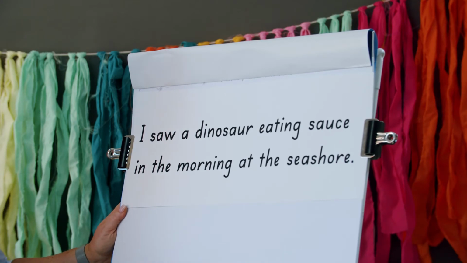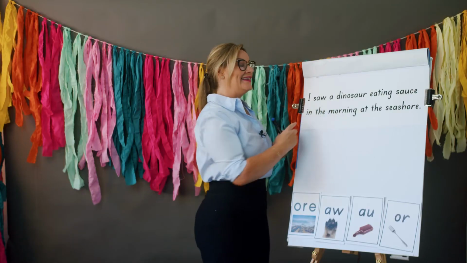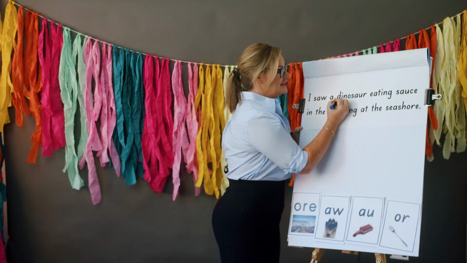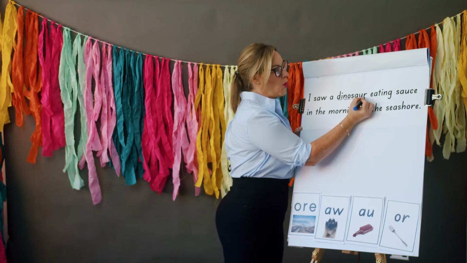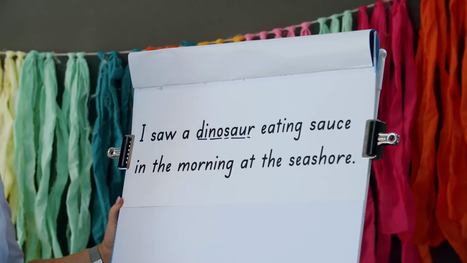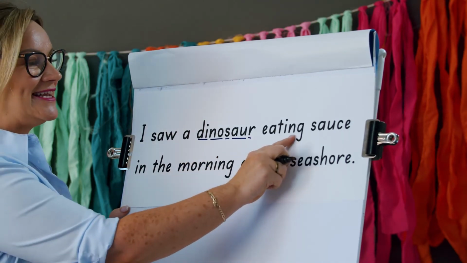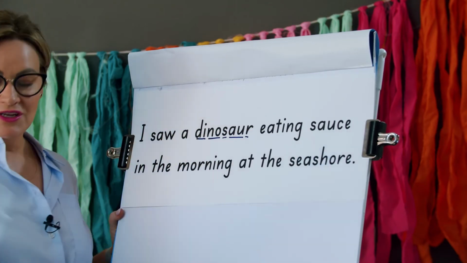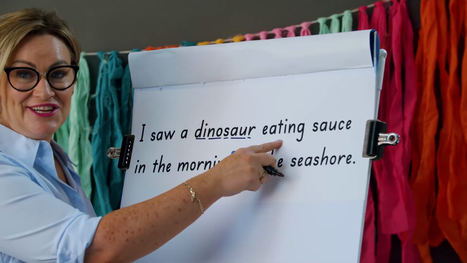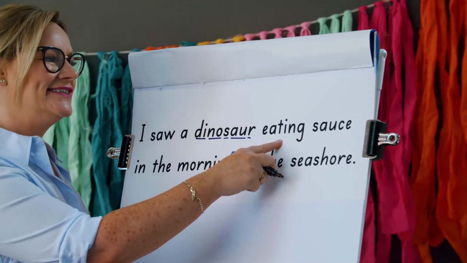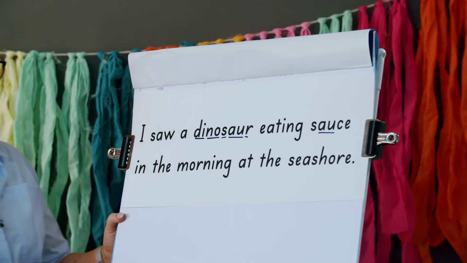Now look down to your page. Check that you have I saw a. Now, dinosaur. Or. Have you got it there, correct spelling? Well done. Excellent. Next part. Eating sauce. Look down, check your work. Look up, check against the teacher. Do you need to make any changes? Or AU spelling. Sauce, it's our key word.